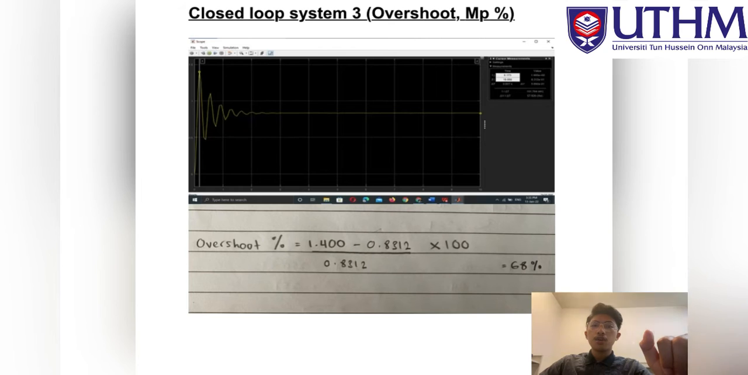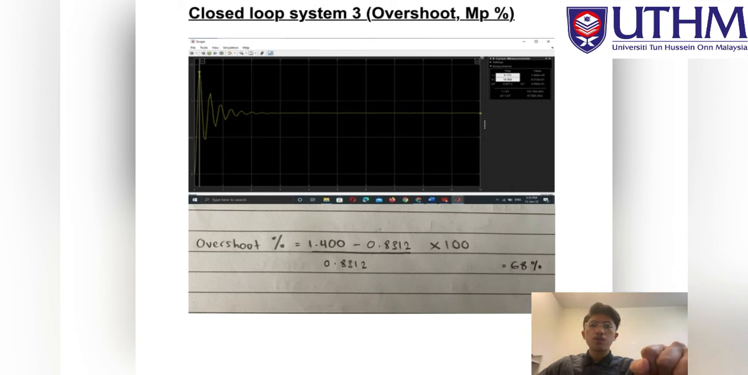Okay, next, closed loop system 3. After you make closed loop system 3, you use MATLAB to run the system, and then you will get this graph.